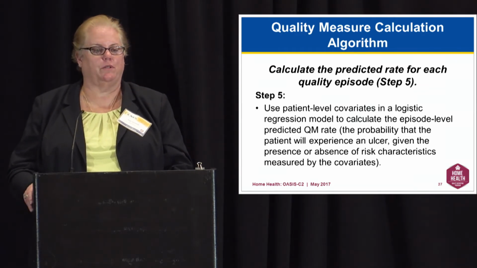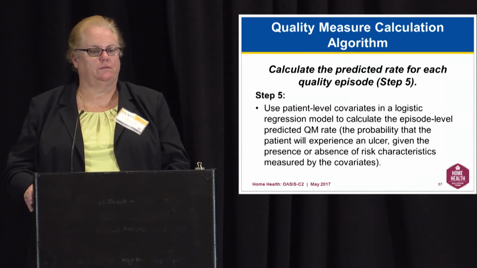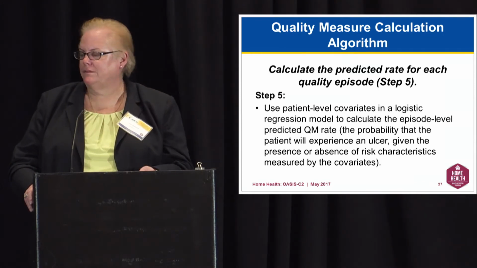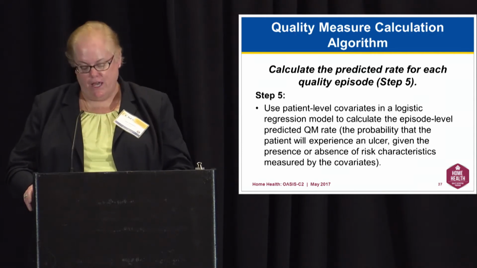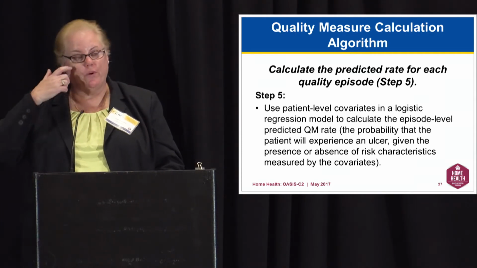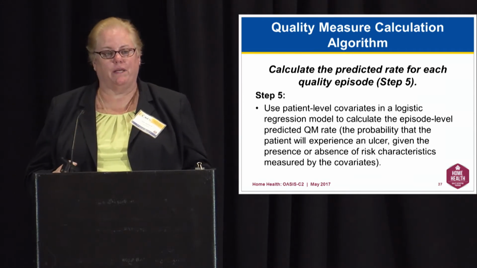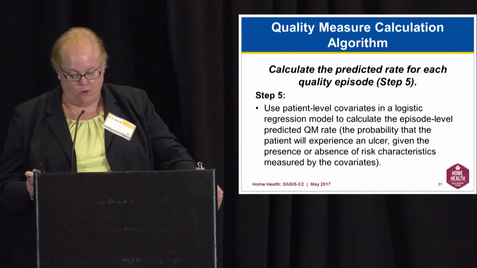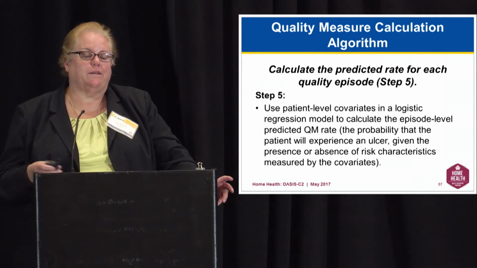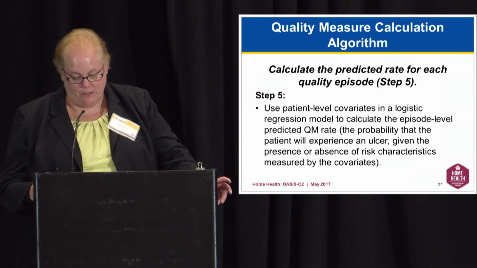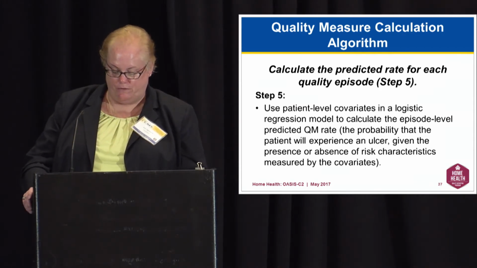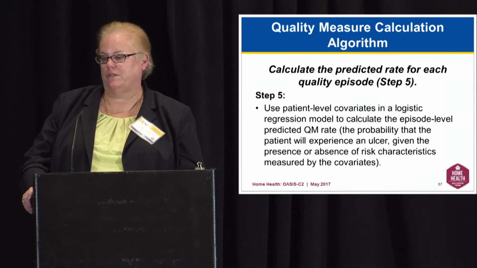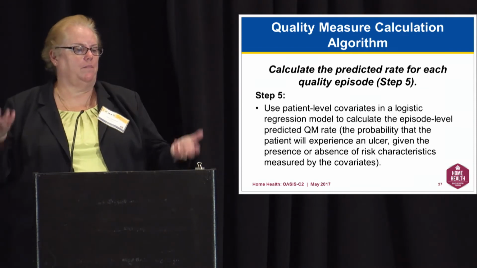How many people know how to do a logistic regression model? Yeah, okay. So the nice thing is this is done for you. This is getting into some complex math. So you just know that there is a mathematical process that happens to calculate this. And it's the probability that a patient will experience an ulcer given the presence or absence of risk characteristics measured by the covariates. So that's that risk piece of it.